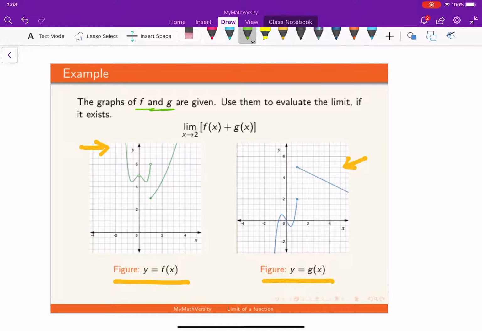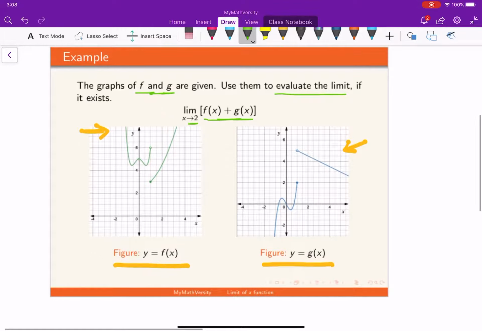Our goal is, looking at this graph, to see if we can evaluate a limit. It looks like we need to evaluate the limit of the sum of the functions f of x and g of x at 2. That's what we need to figure out: the limit of the sum of the functions f and g at 2. So let's try to do that.